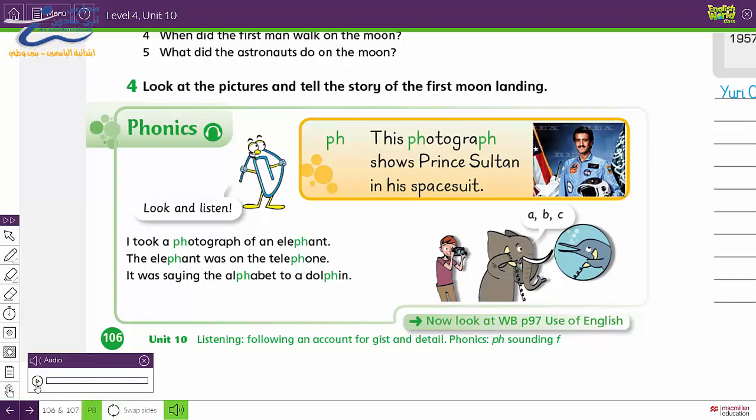Phonics. Pupils Book, Unit 10, page 106. Phonics. Look and listen.